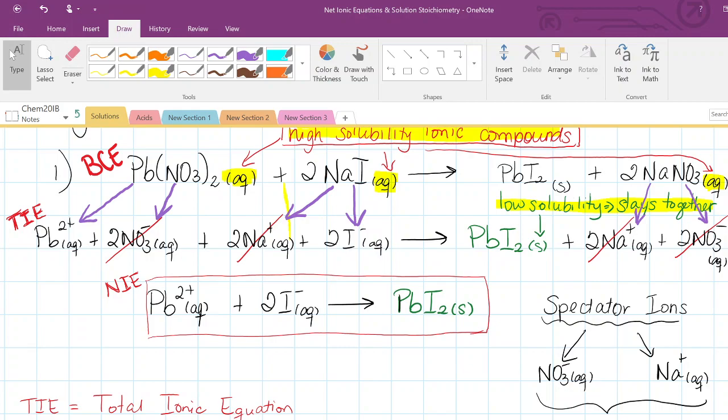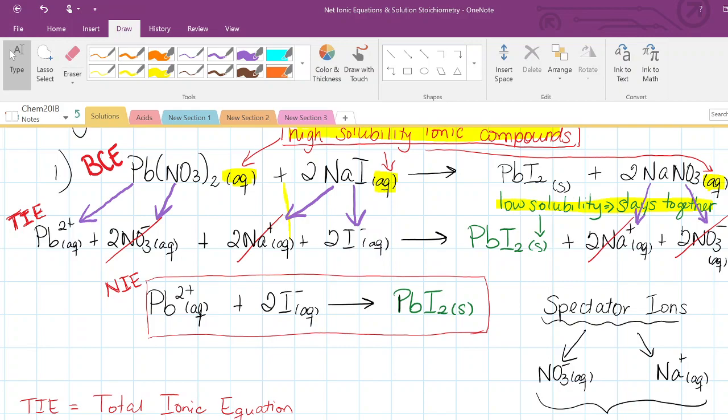The only thing that's left over is my lead 2 plus aqueous plus my 2 iodide minus aqueous, and that's going to give me my lead 2 iodide solid. So this final step is my net ionic equation. What's actually driving the reaction forward is the lead ions and the iodide ions. That's why this lead 2 iodide precipitate is forming. And the spectator ions, the ones that are in the solution but not actively participating, are the nitrate and the sodium ions. They didn't drive the reaction forward. They're in there, but they're just observing. So that's essentially a net ionic equation.